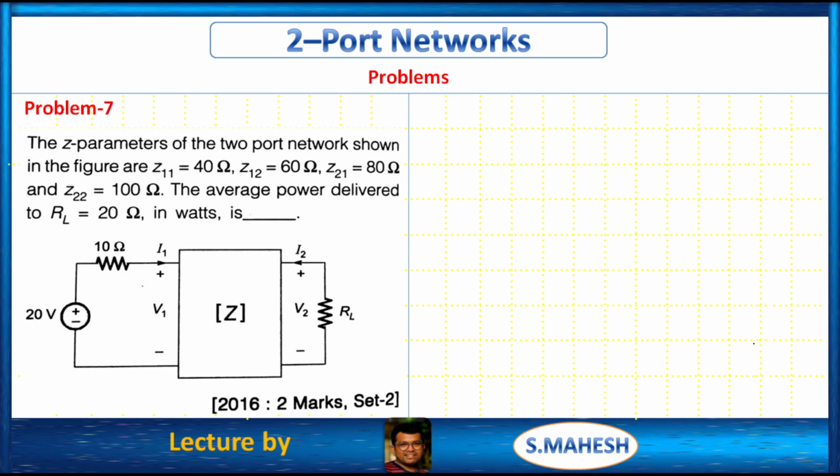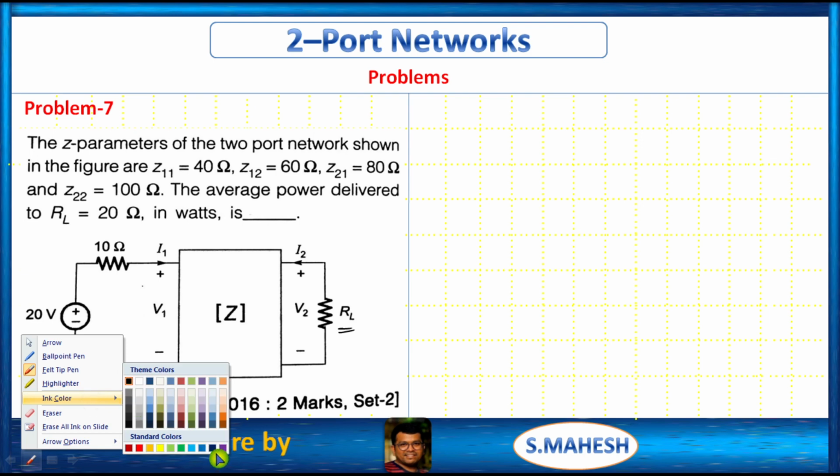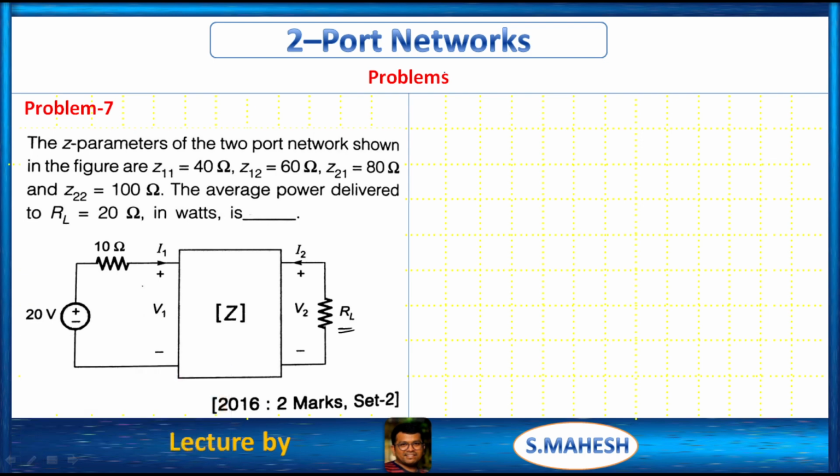That's it. So next is the Z parameters of the two port network shown in the figure. It is provided that there is a load across port 2, and he wants the average power delivered through that RL. So from this, we can write, through the input port, given that this is Z, right? We all know that V1 equals 40 I1 (Z11) plus 60 I2, and V2 equals 80 I1 plus 100 I2. That's it.